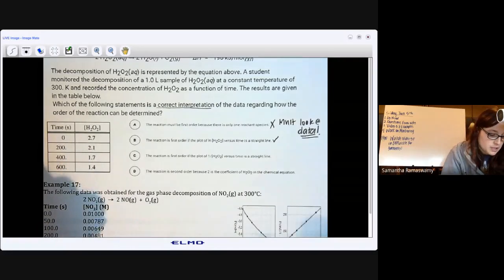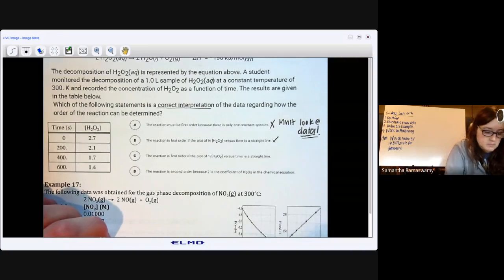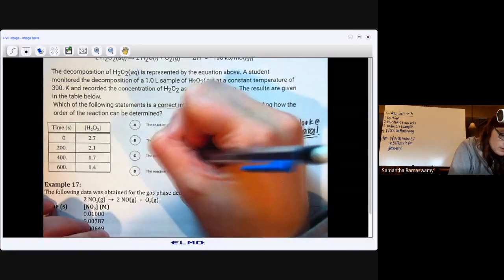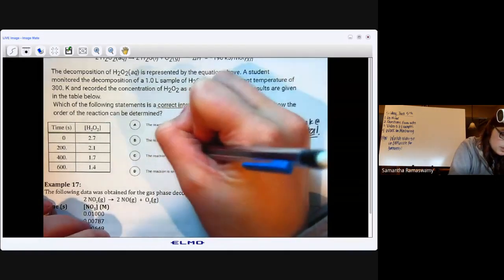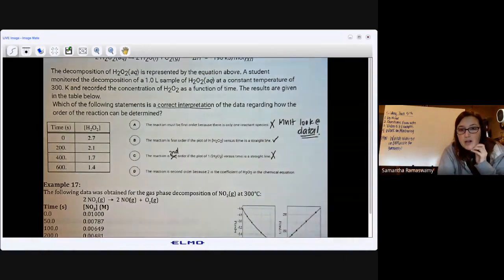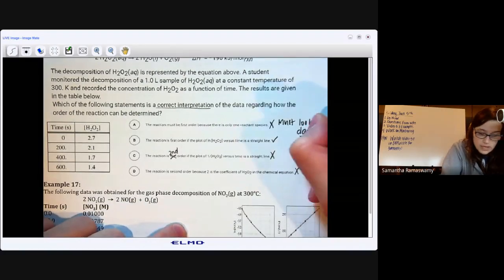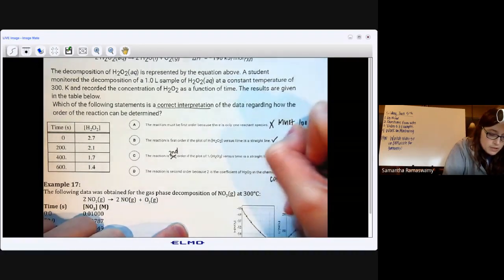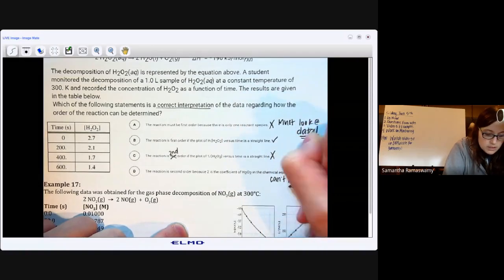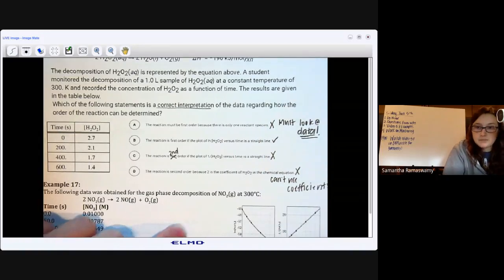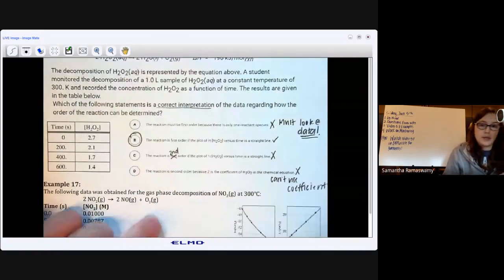Let's see if there are any other ones that are better reasonings. Part C says the reaction is first order if the plot of 1 over concentration versus time is a straight line. Well, that's not true. That's not even correct, because if 1 over concentration versus time is a straight line, it would be second order. And then part D, the reaction is second order because 2 is a coefficient. Well, that's not true. Remember, we cannot use coefficients for these. We can't rely on the coefficients. We have to rely on the data. So the best answer here is B.